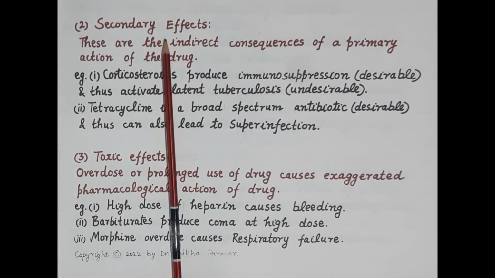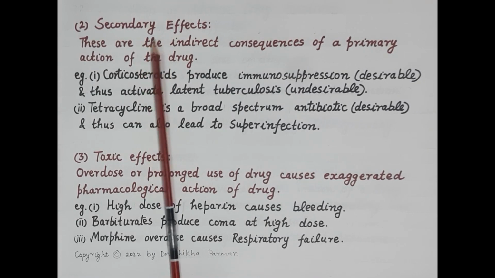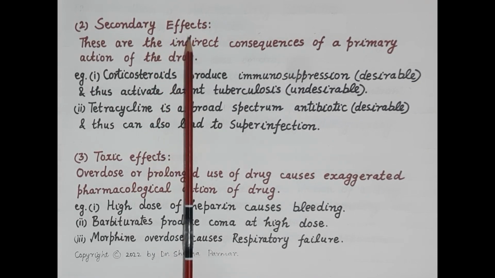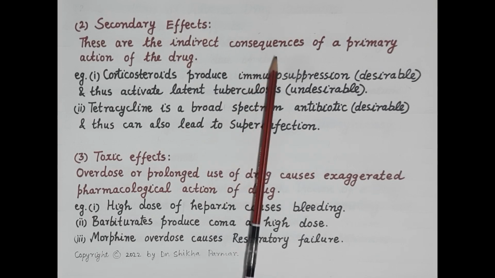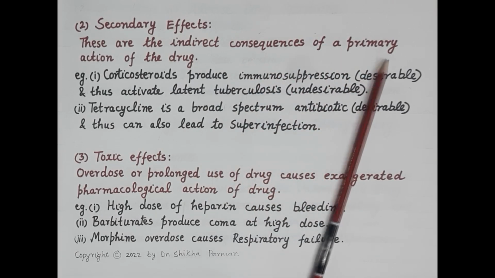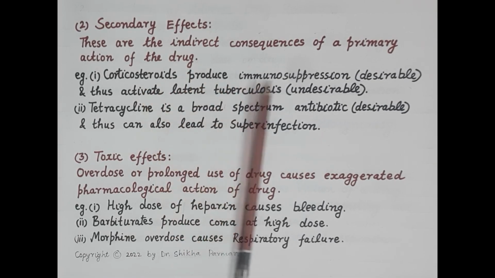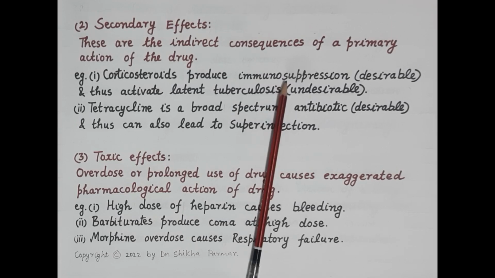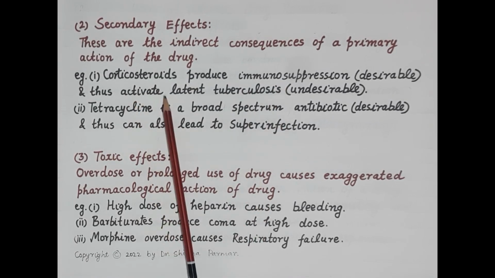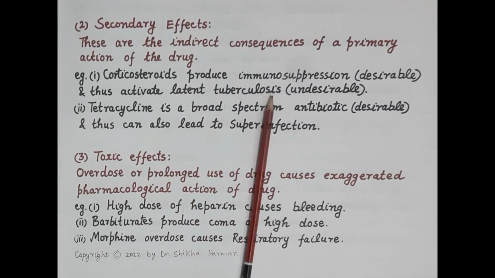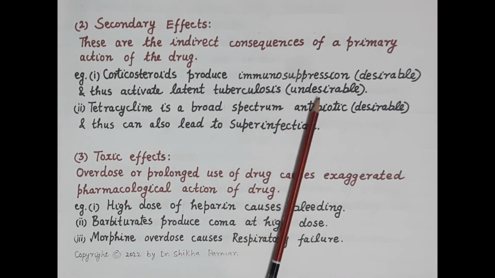Now, another type of augmented adverse drug reactions are the secondary effects of a drug. These effects are the indirect consequences of the primary or main action of the drug. For example, corticosteroids. Corticosteroids produce immunosuppression and they are useful in the management of diseases like severe asthma. Since corticosteroids reduce immunity of the body, they can activate latent tuberculosis. Activation of latent or inactivated tuberculosis is an undesirable secondary effect of corticosteroids.